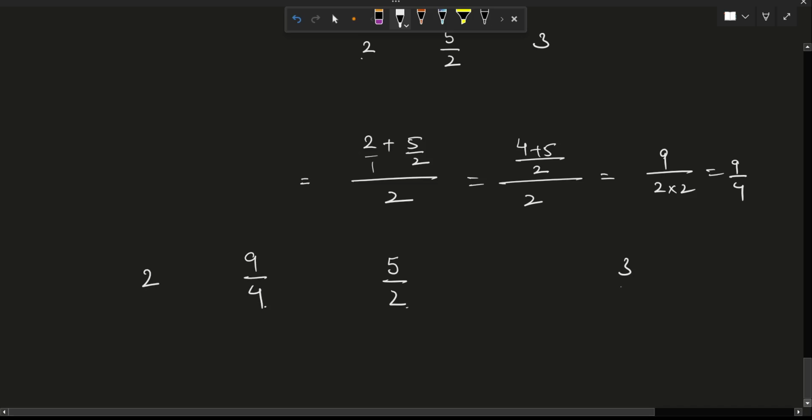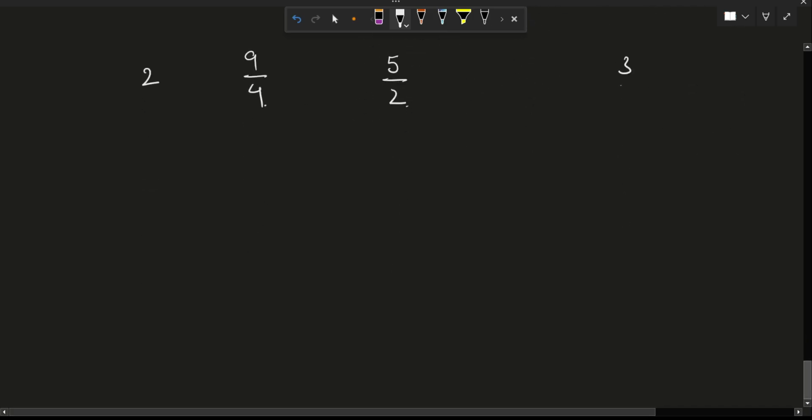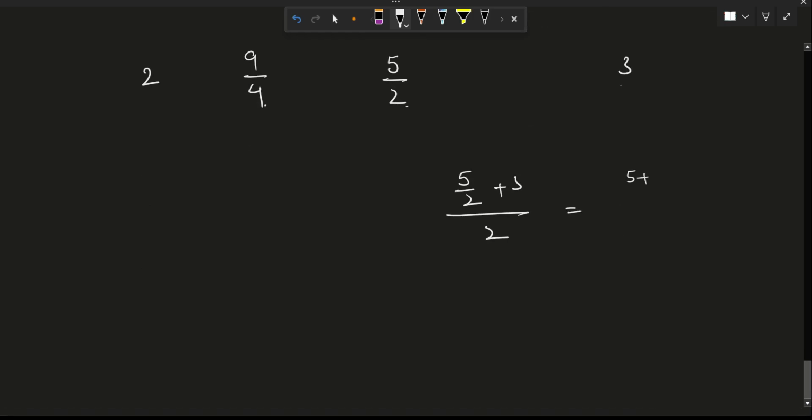Now let's find one between 5 by 2 and 3. Same way I'll proceed: 5 by 2 plus 3, divided by 2. It will change to 5 plus 6, 2 threes are 6, over 2 times 2, which is 4. So it's 11 by 4. Another rational number between them. So you can find any number of rational numbers between two numbers by finding the mean or average of the two, then taking the intermediate number and the corner number and finding the average of those two, and so on.